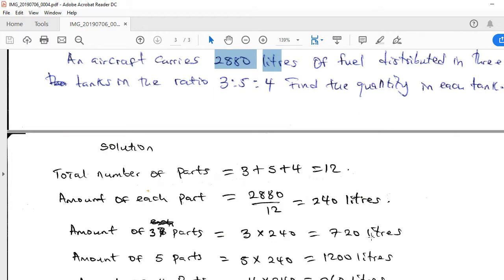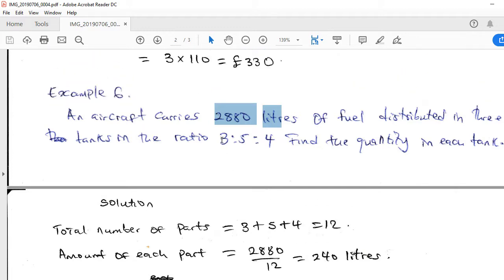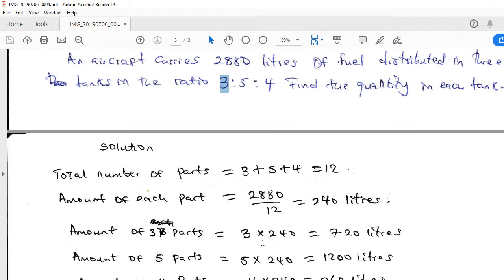So 240 liters is for each part. Now if you want to find the 3 part, we say 3 multiplied by 240, the 240 we got for each part. So 3 multiplied by 240 gives us 720 liters. For the 5 part, 5 multiplied by 240 gives us 1,200 liters. And for the 4 part, 4 multiplied by 240 gives us 960 liters.